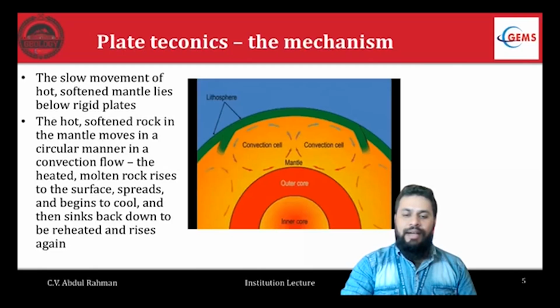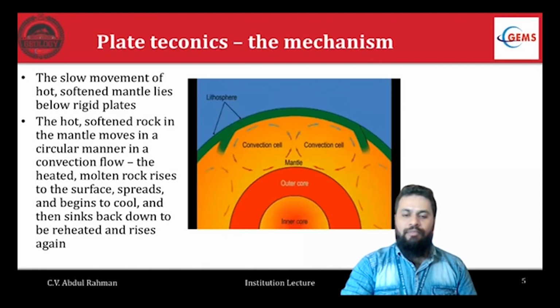Whenever material is highly heated, it loses density. The less dense material at the core-mantle boundary tends to move towards the upper part of the mantle because of its lower density. Once it migrates to the upper part of the mantle, it gets cooled. Whenever it is cooled, the density becomes high. Then that material sinks towards the core-mantle boundary, the bottom part of the mantle.